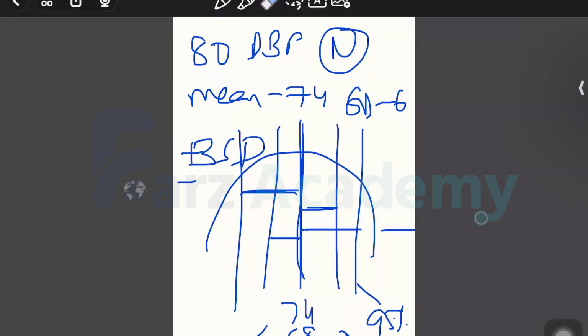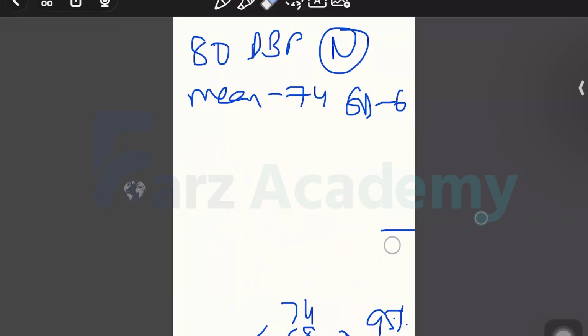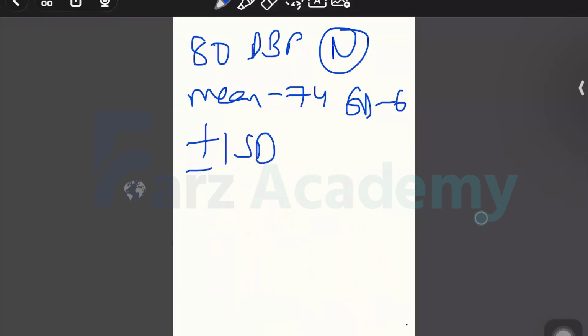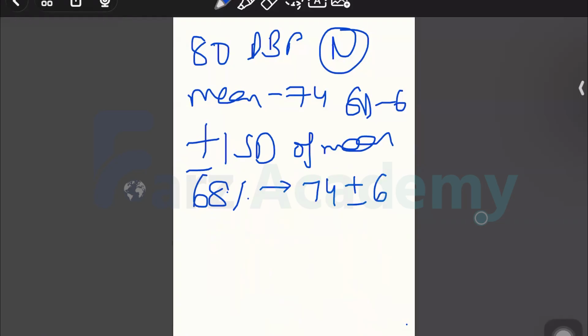Now with this mean of 74 and standard deviation of 6, we calculate with the same thing that we saw right now. So plus minus 1 standard deviation of the mean for this population is going to cover 68% of the total subjects. That means 74 plus minus 6 DBP would be the range that will cover 68% of these 80 people. 68% of 80 is approximately going to give you 54.